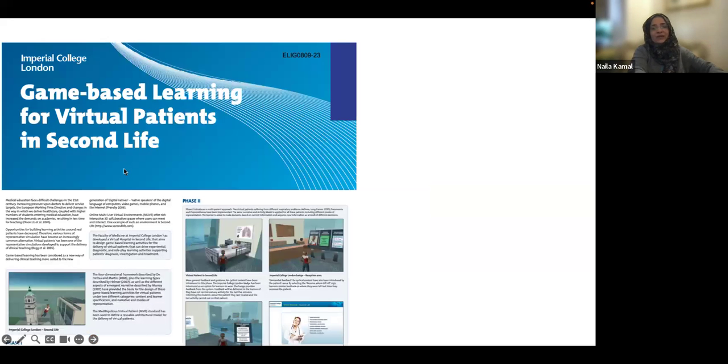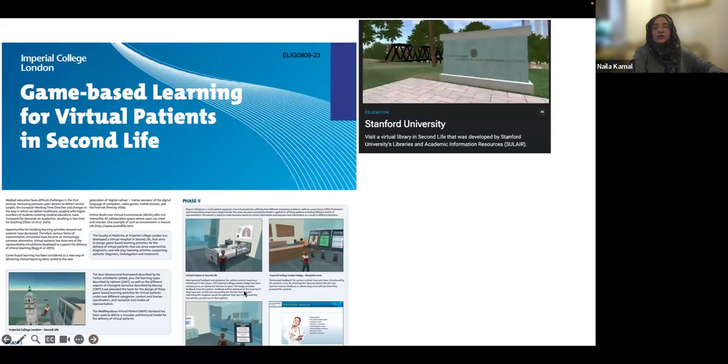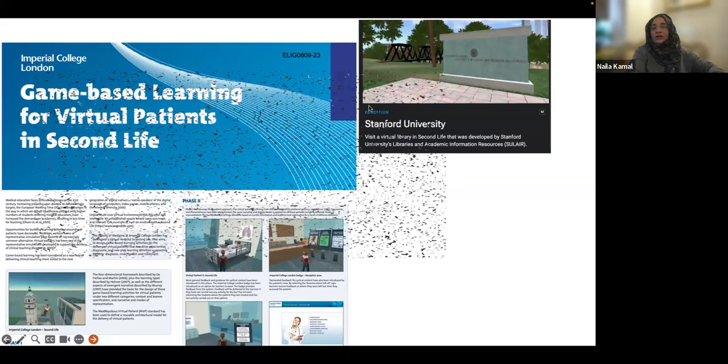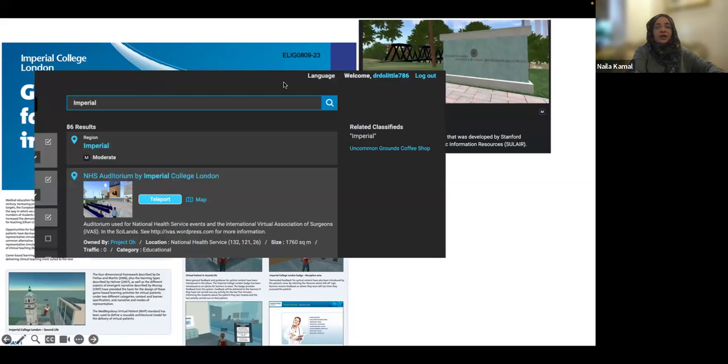So this is game-based learning. So you can buy or you can have, so Imperial was in Second Life. So you have to log in. My login was Dr. Doolittle. Where am I? Here, Dr. Doolittle. And then you can teleport yourself anywhere you want to go.